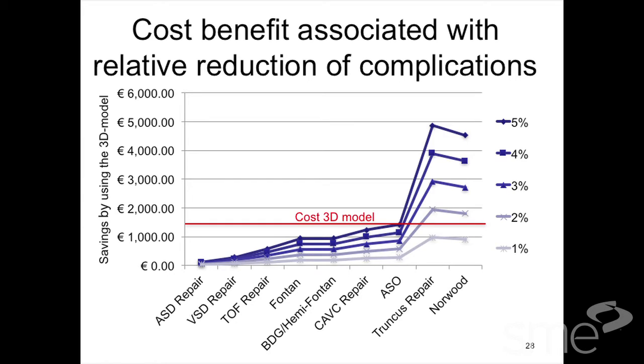So if we put that into perspective, what would be the spread if we could reduce more complications or reduce fewer complications, and we put the cost of the model? We can see, again, that the more simple procedures are not going to benefit that much from the model, against the more complex procedures, which are going to benefit a lot from it, even with small reductions in complications.